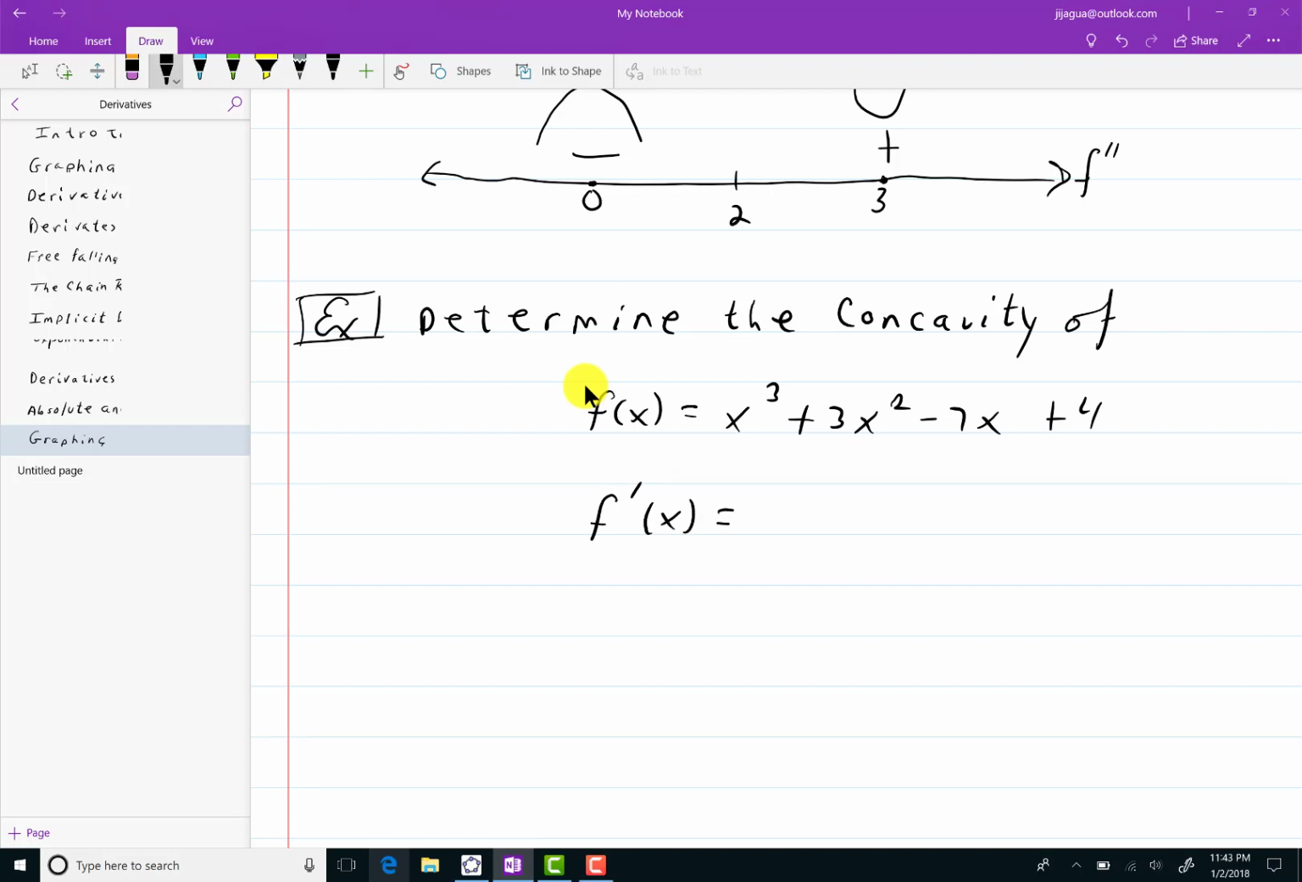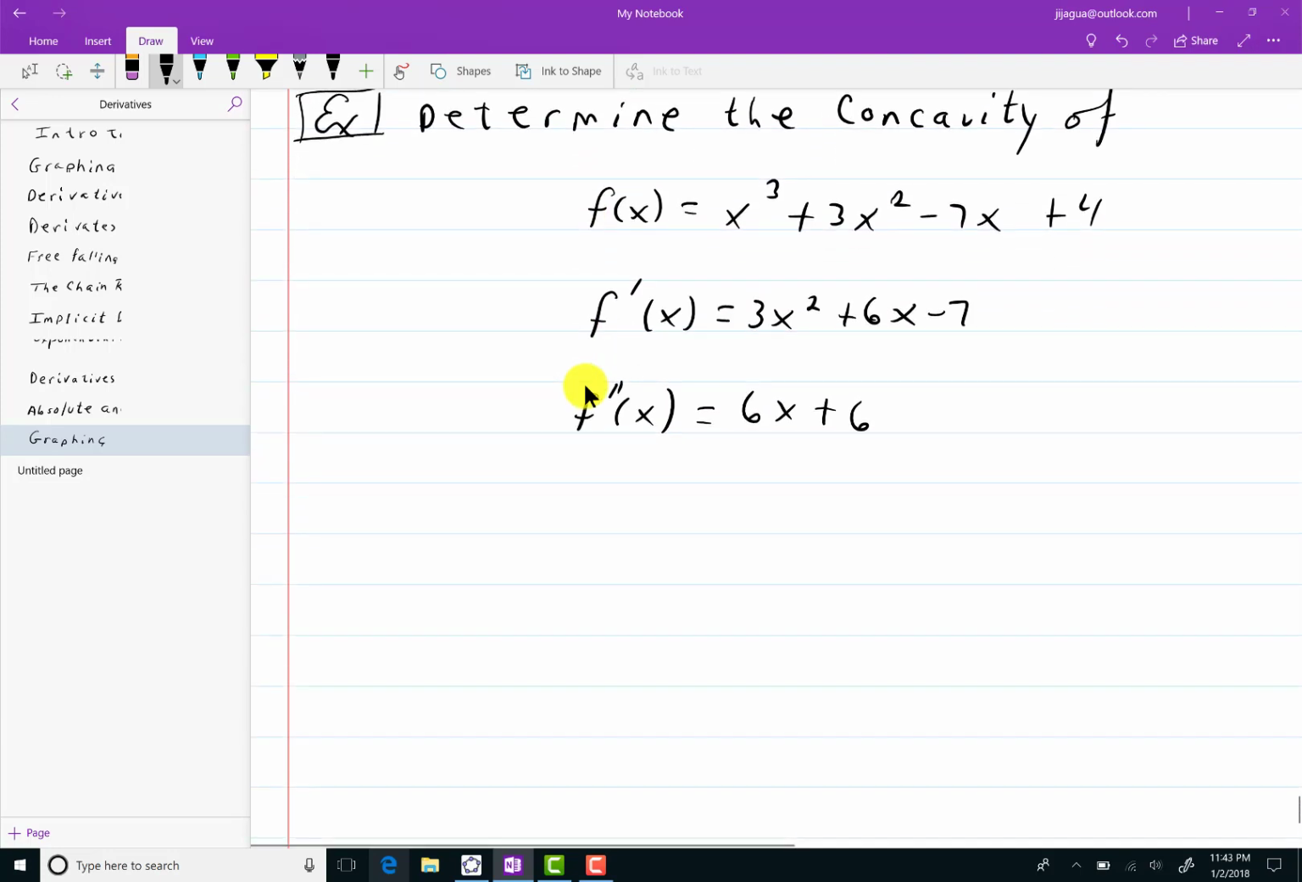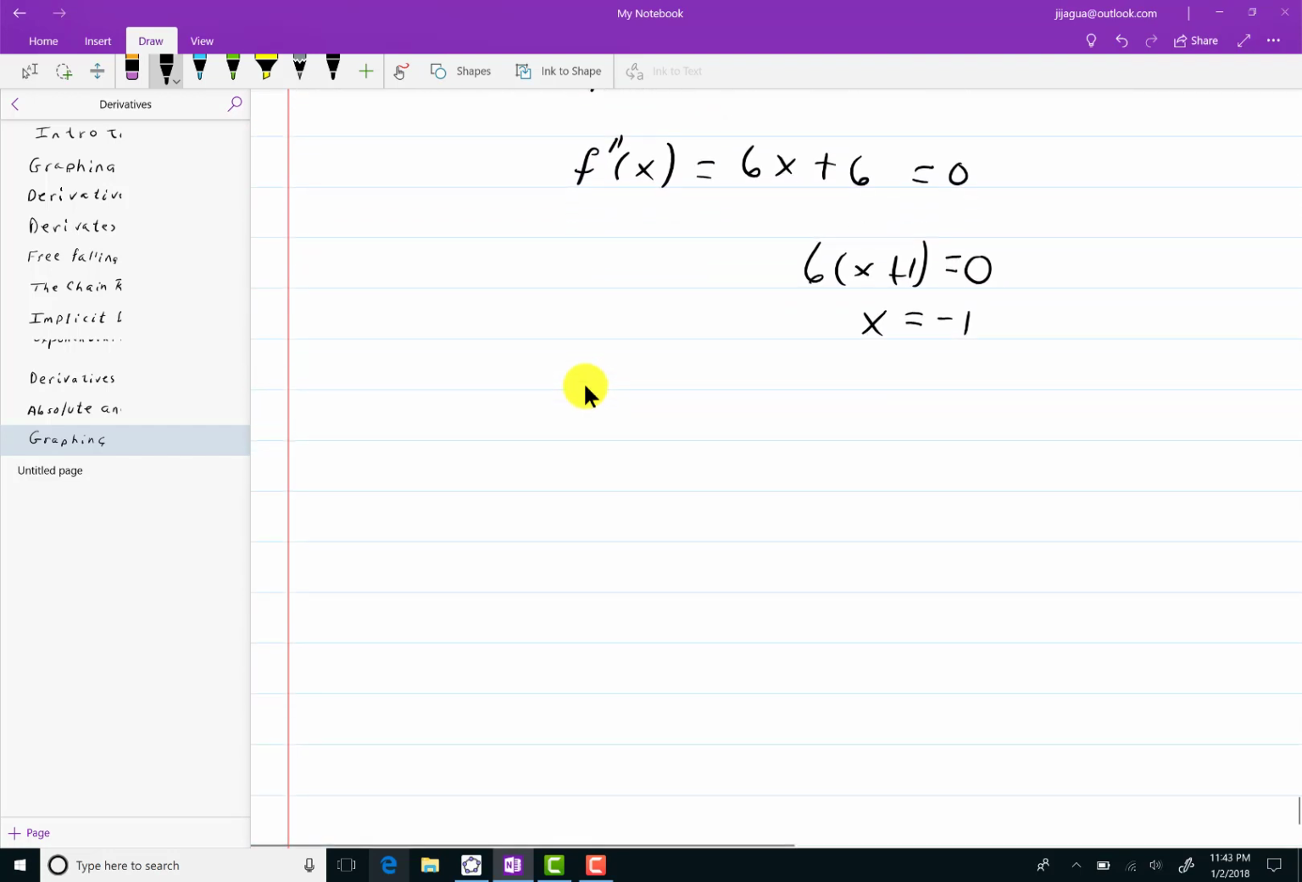So I'll have 3x squared plus 6x minus 7 as the first derivative. Take the second derivative, and I get 6x plus 6. And let's set that equal to 0. Well, I can factor out a 6. 6 times x plus 1 equals 0. So that tells me that x equals negative 1. So now let me check the concavity without actually looking at the graph.